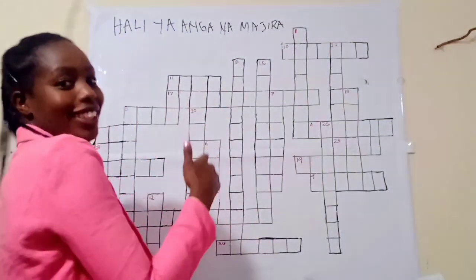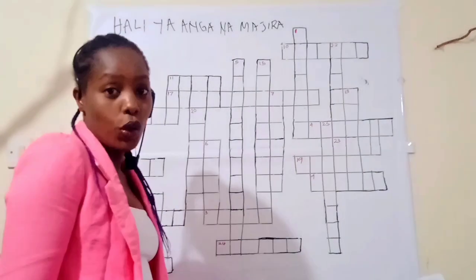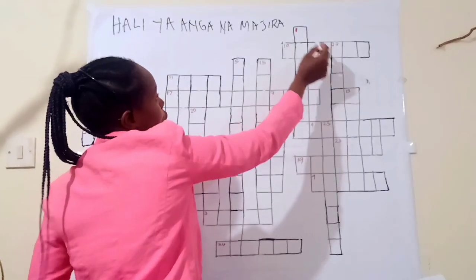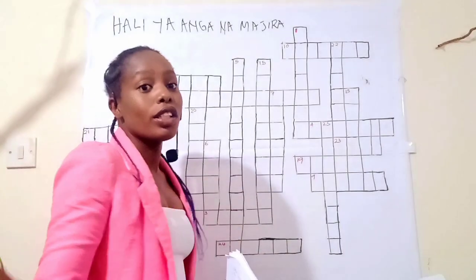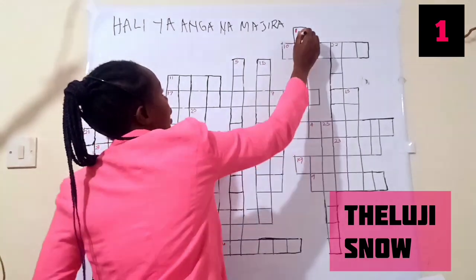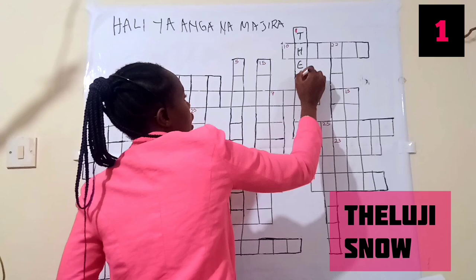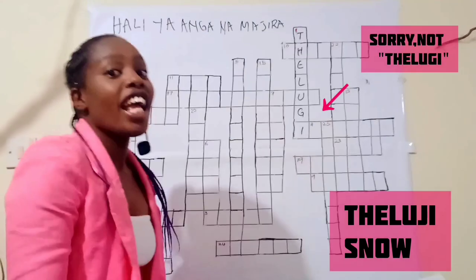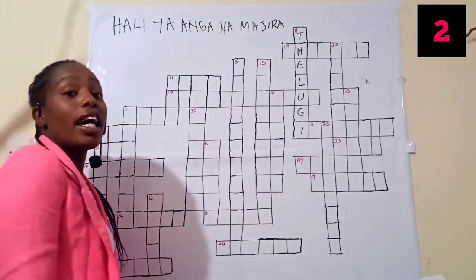Yeah, so let's go. So, our first one is snow. Snow, so number one is here. 1, 2, 3, 4, 5, 6, 7. 7 letters, snow. So, snow in Swahili is theluji. Theluji. Snow.